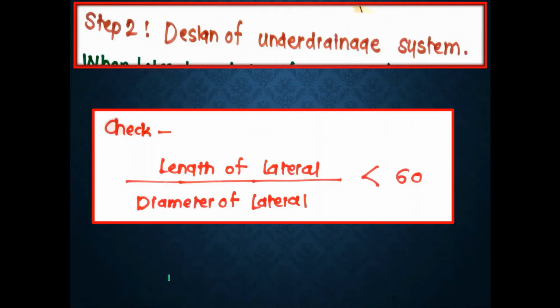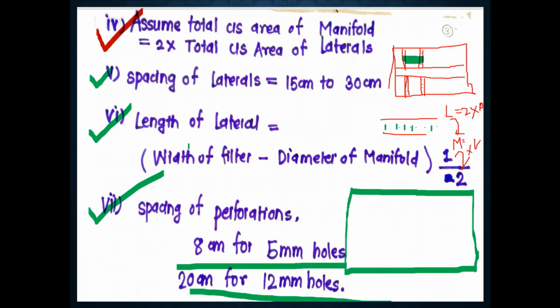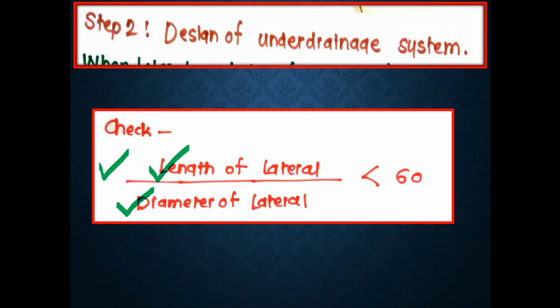Then in the design of the under drainage system, after all this calculation, there is one check in order to cross check that your answers are correct, and that check is: length of the lateral divided by diameter of the lateral should be less than 60. How will we get the diameter of the lateral? How will we get the diameter of a single lateral?